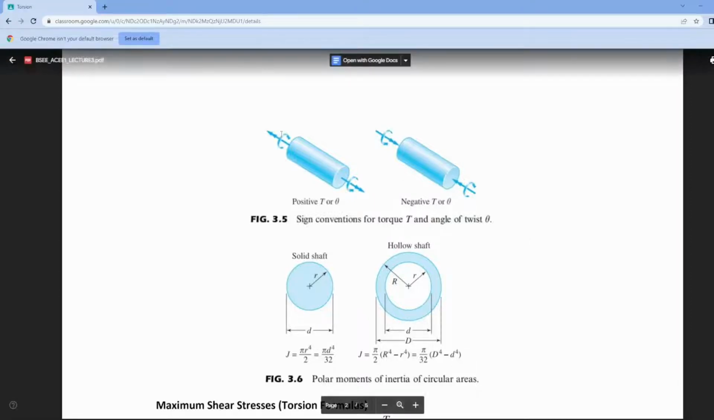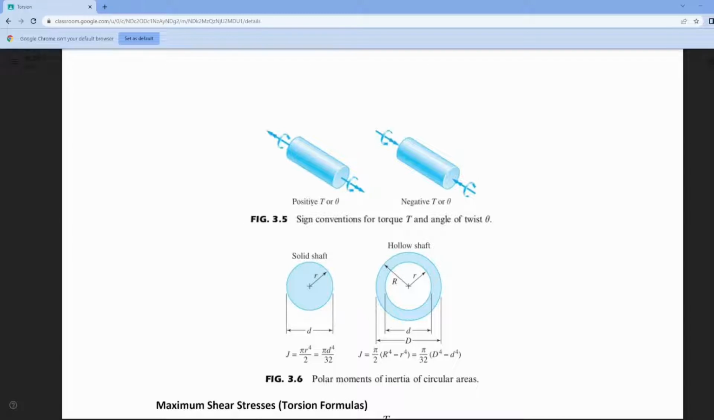We have here positive T or theta. Guys, are you familiar with the right-hand rule? No? You can go check it out on YouTube because I can't demonstrate it. But anyway, I'll try demonstrating it to you. So, using your right hand, no?